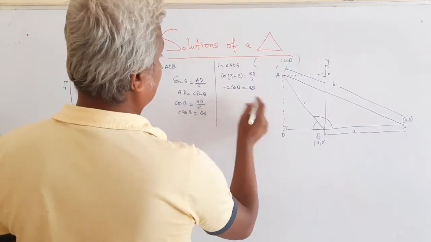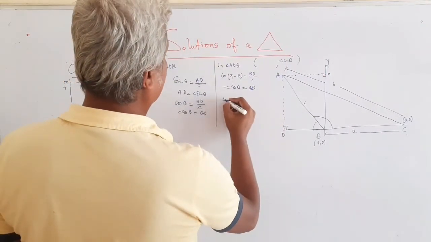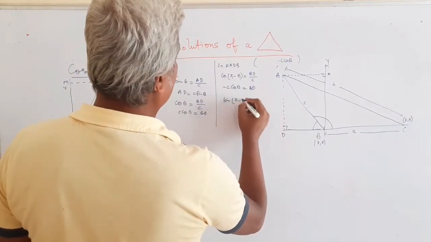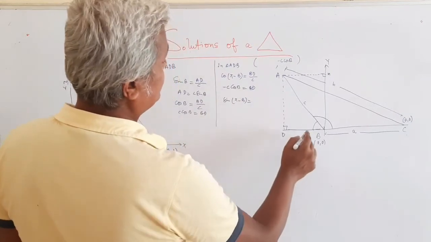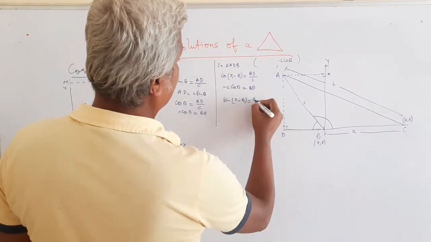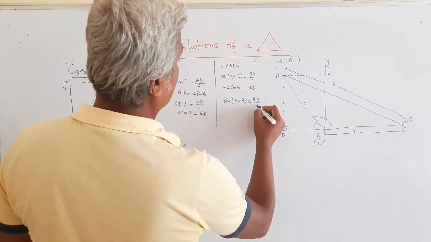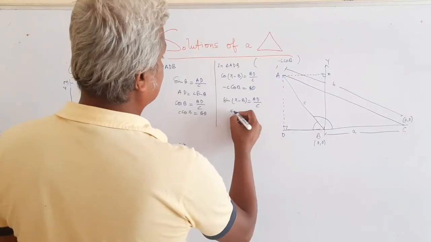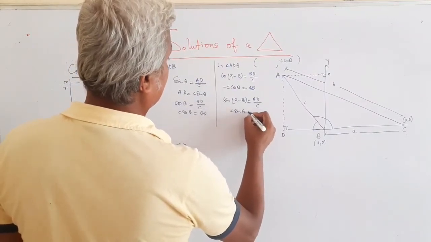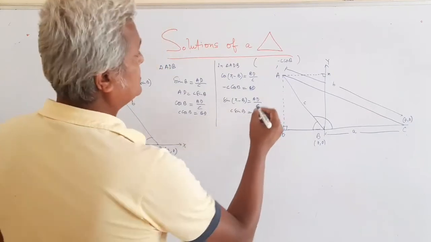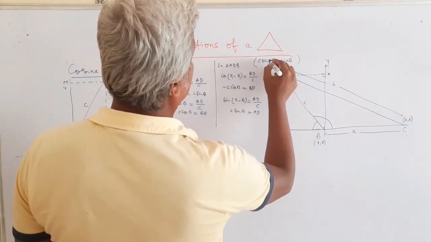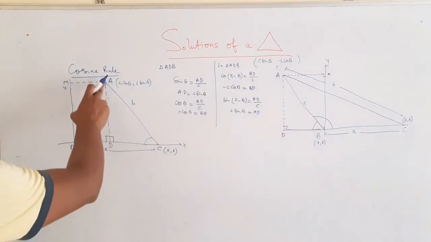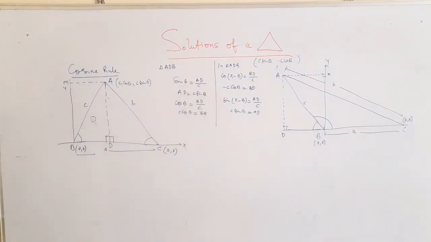Now use trigonometry to find AD also. So again we will write sine of pi minus B is opposite, that is AD, upon hypotenuse, that is C. So sine of pi minus B remains sine B, so C sine B is equal to AD. So this is C sine B. Here we have the AC, so we'll use the same formula in both cases and get the same answer.